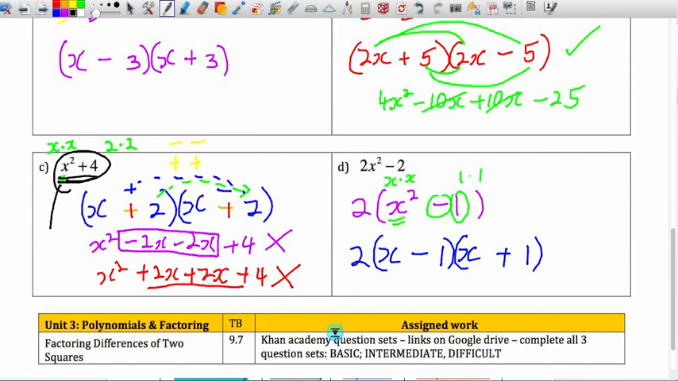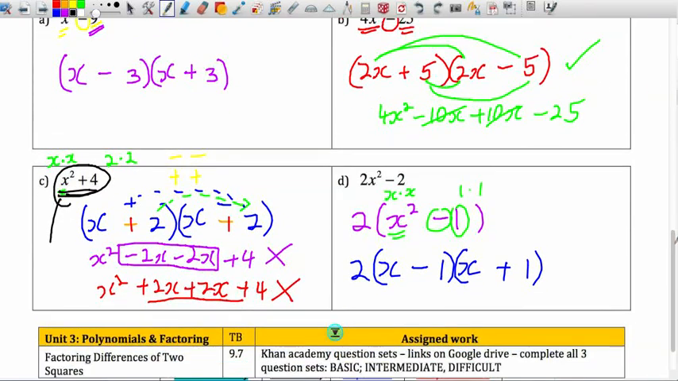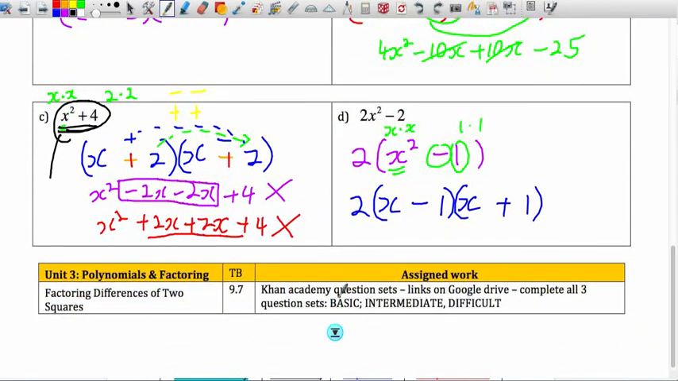Okay, that is the end of the video. At this point, you should turn your attention to the Khan Academy question sets. You need to do all three of them, starting with the basic, then the intermediate, and then the difficult. The difficult are just questions like D that require that you remove a GCF before you factor the difference of squares.